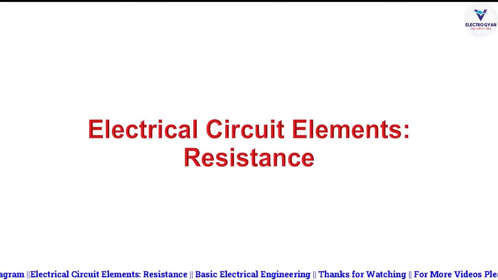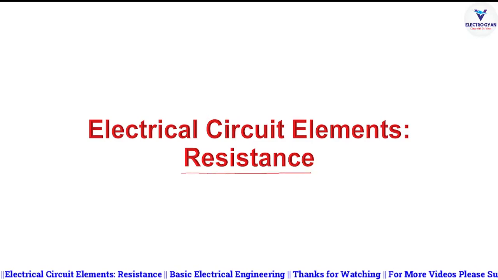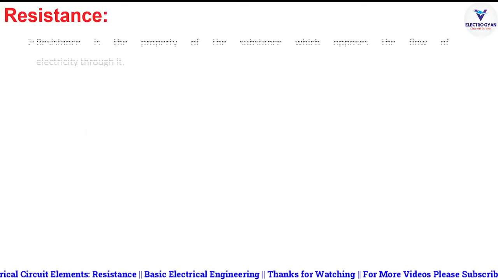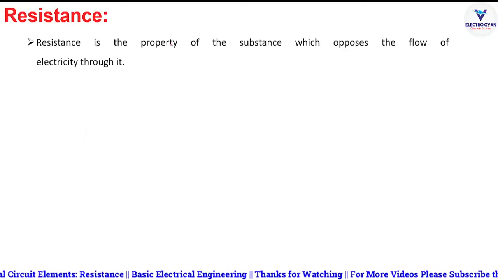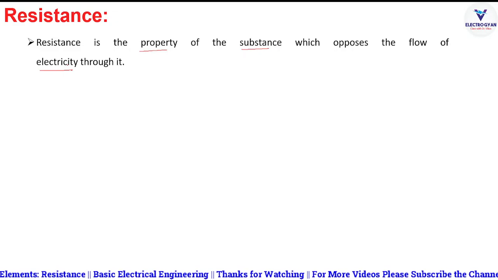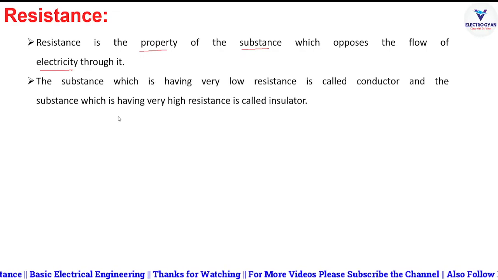In today's video, I will discuss resistance. So without delay, I will start our discussion. Resistance is a property of a material by which it opposes the flow of electricity through it. Or in general, we can define that resistance is a property of a material by which it opposes the flow of current, flow of charge, or flow of electricity.